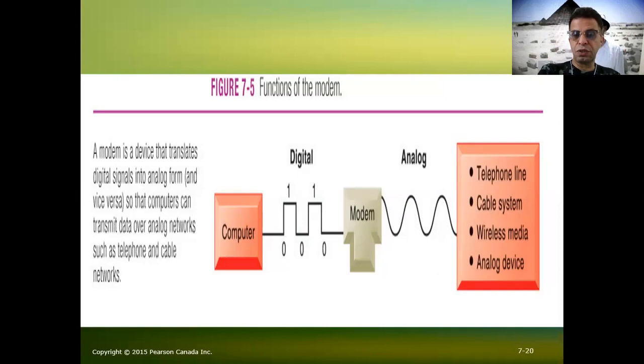Basically, the modem is a device that translates digital signals into analog form and vice versa. So the computer can transmit data over analog networks, such as telephone and cable networks. When you're sending a message or a voice, the computer will send it as digital 1s and 0s, and then there is a modem which converts it to analog and utilizes the telephone line, cable system, wireless media, and devices. In the end, the receiver could be another computer, with another modem on the end, which switches the analog to digital for the computer.